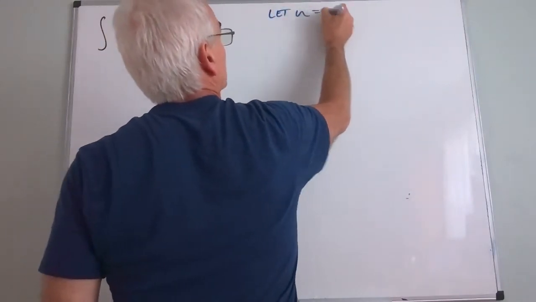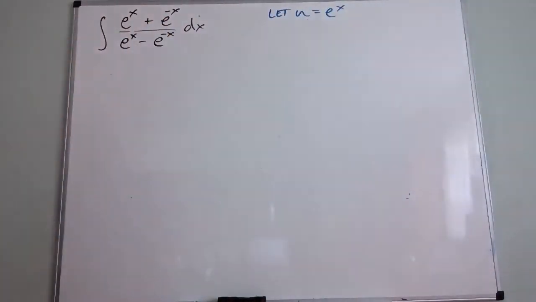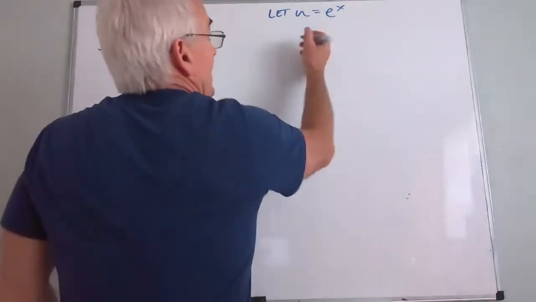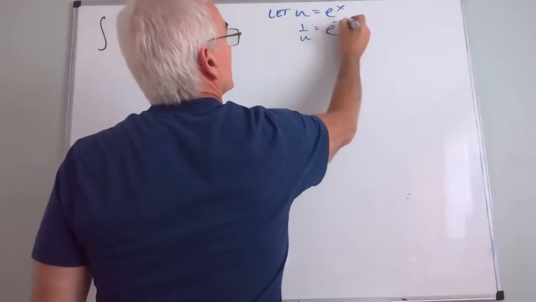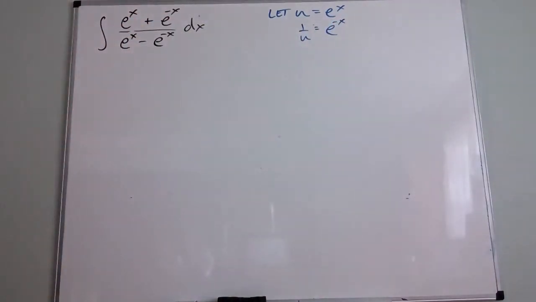Well, why don't we start with something like: let u equal e to the x. If u equals e to the x, then what is e to the negative x? U to the negative 1, or therefore 1 over u. That'd probably be easier to think of it. You're right, it would be u to the negative 1.